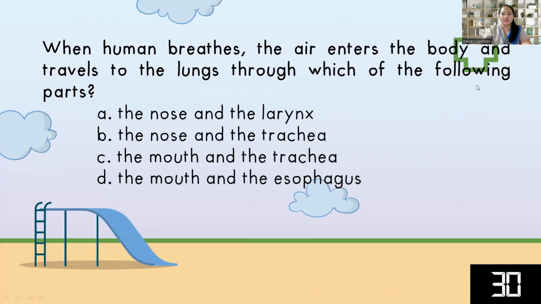Question number 24. When humans breathe, the air enters the body and travels to the lungs through which of the following parts? Is it A, the nose and the larynx, B, the nose and the trachea, C, the mouth and the trachea, or D, the mouth and the esophagus? Please key in your answer in the comment section.